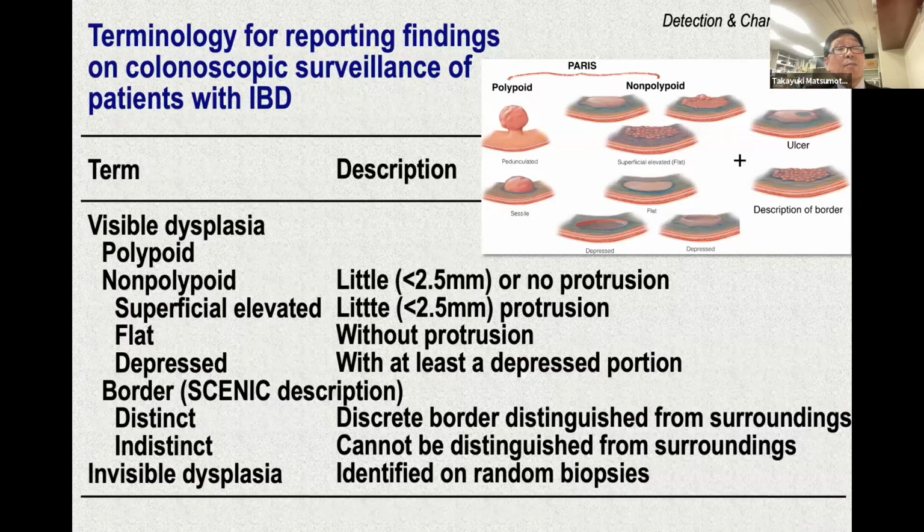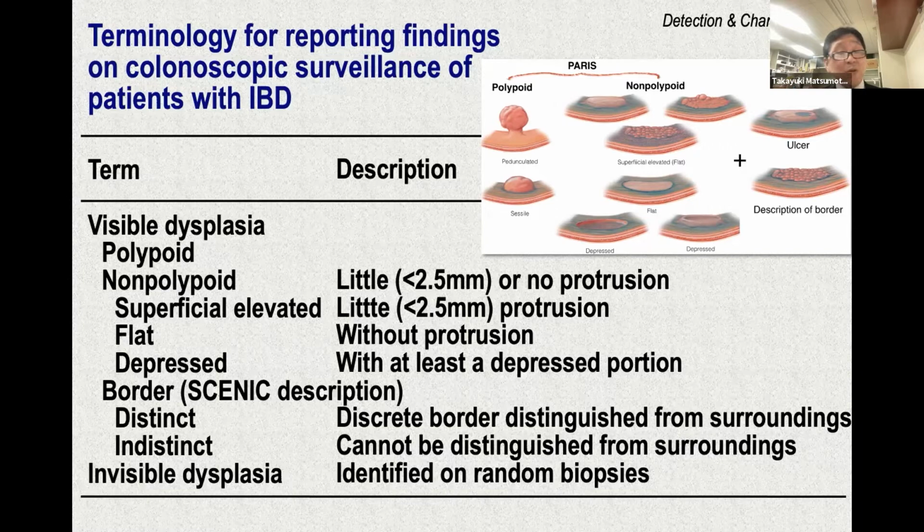And as you can clearly see in this slide, the reporting system is almost similar to the Japanese macroscopic classification of colorectal cancer or the international Paris classification reported in the 1990s. But what is different from those two classifications is the specification or a clear description of the border of the neoplastic lesions, either as being distinct or indistinct. But unfortunately, the terminology group failed to indicate how to evaluate the border, either by chromoendoscopy or by image-enhanced endoscopy. It is still obscure.